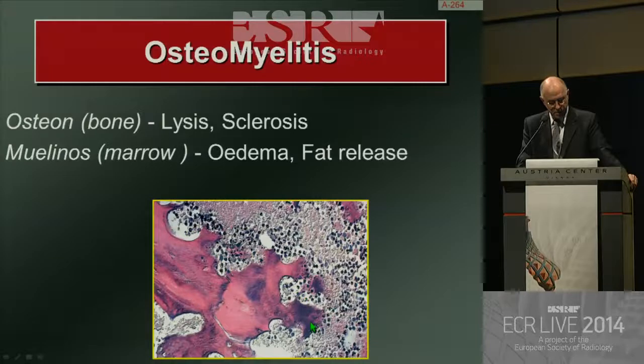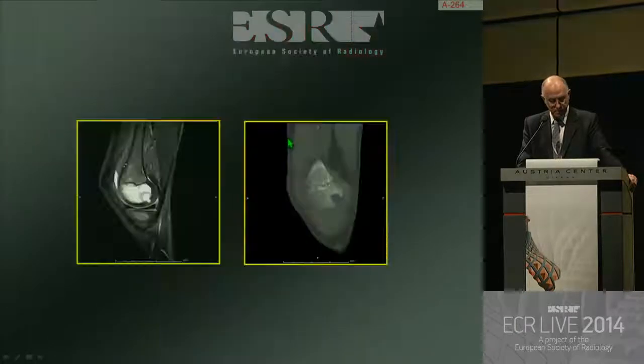All the process has been producing a lot of osteolysis. And then after a while, the bone reacts and produces some sclerosis. So the pathology is going to be edema and release of fat, which we'll see some examples because the cells in the marrow are destroyed. Clearly, you're not going to see that on plain film. But on plain film, what you see is bone destruction and sclerosis.